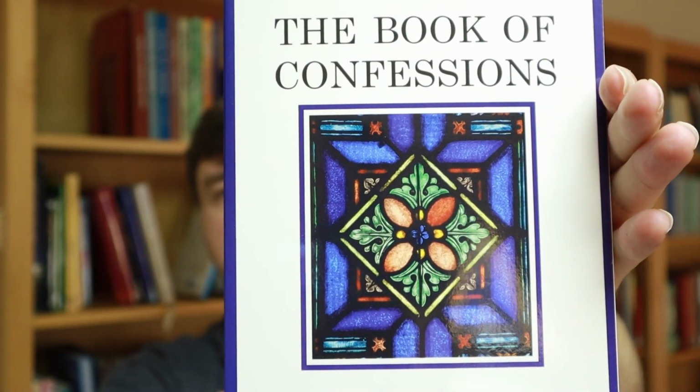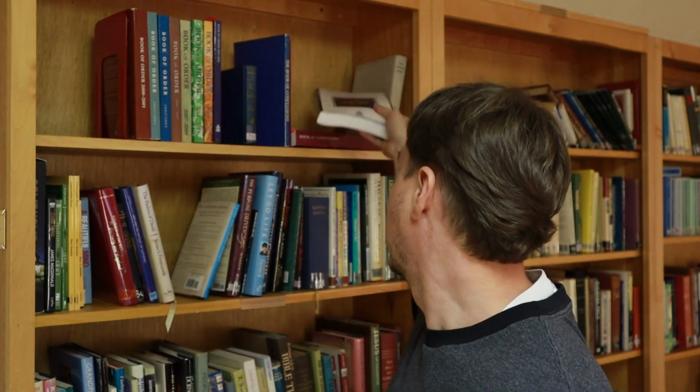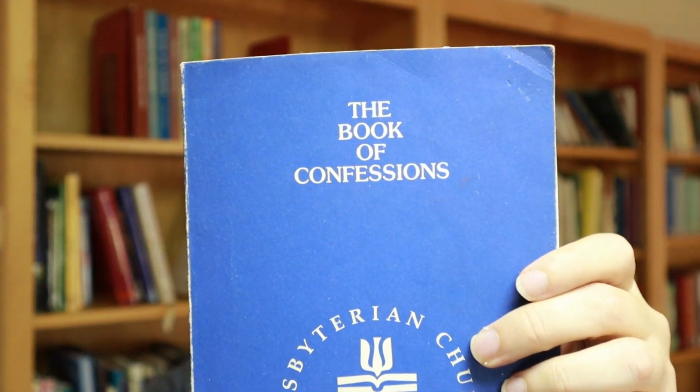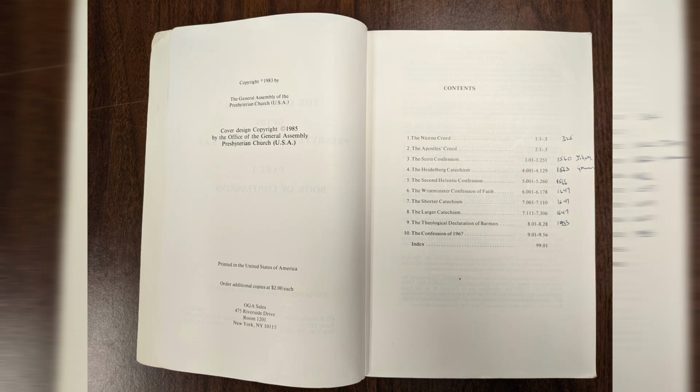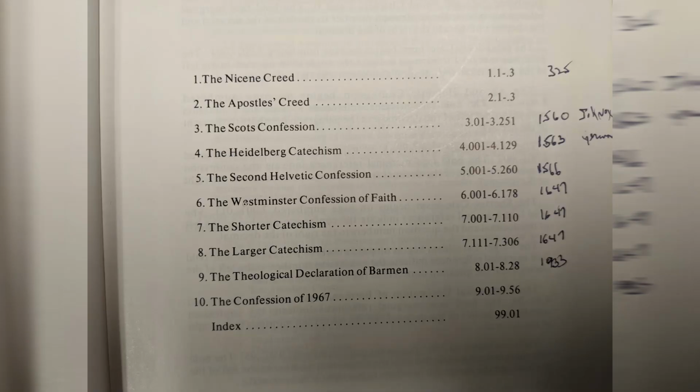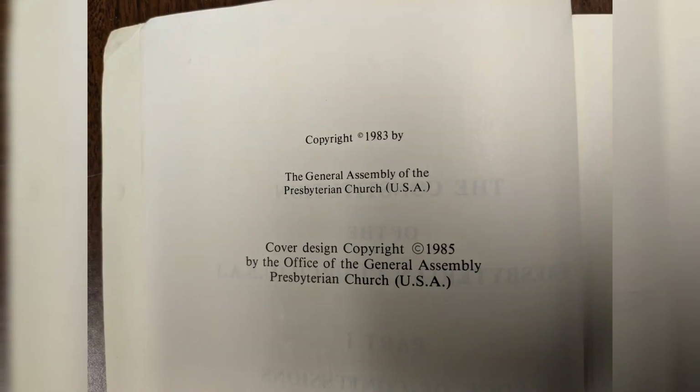This was the version I used in seminary, and this includes the brief statement of faith. This is one that came to me from Al Myers. I found it in a collection of his books that he donated to the church. And this one only has 10 documents, so 10 out of the 12 that we see in the new one. It doesn't yet have Belhar, and this was from the 80s, so before the brief statement of faith was written.